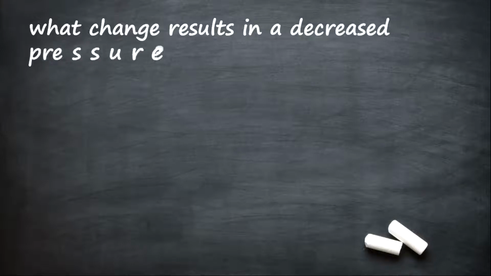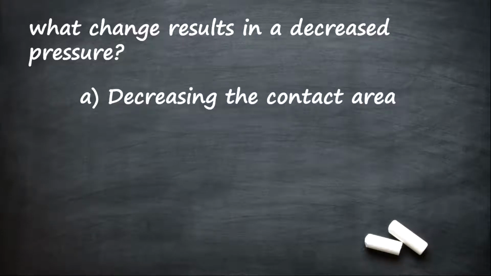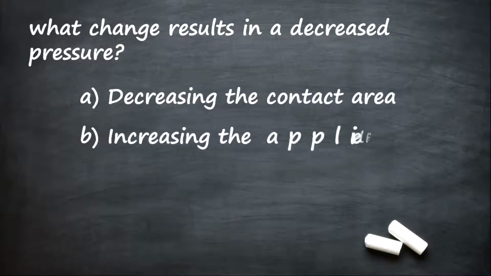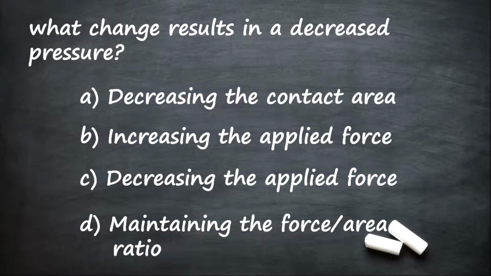Our next question here. What change results in a decreased pressure? Is it A, decreasing the contact area? Is it B, increasing the applied force? Is it C, decreasing the applied force? Or is it D, maintaining the force per area ratio? And the answer here is definitely C, decreasing the applied force.